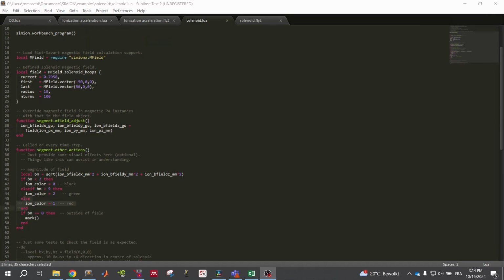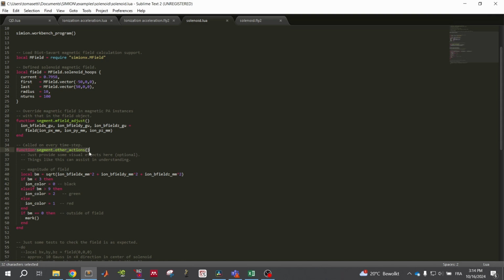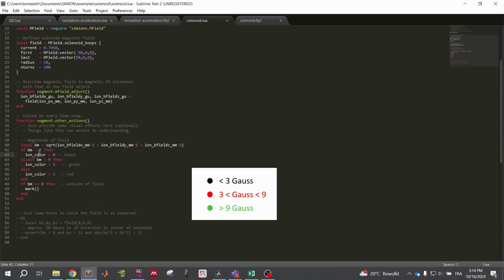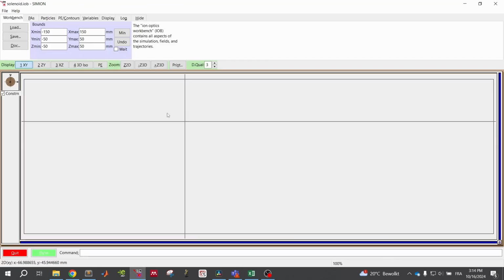In the other actions segment, I will try to add a color to my ions as a function of the magnitude of the field. When the ions are in a region below 3 Gauss, the color will be black. Above 9 Gauss, the color will be green. And finally, the color will be red when they are between 3 and 9 Gauss. Now I can fly the ions.